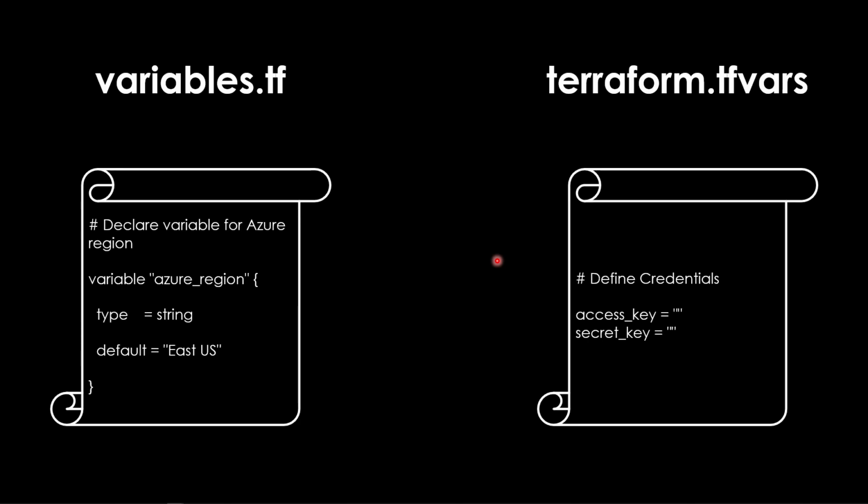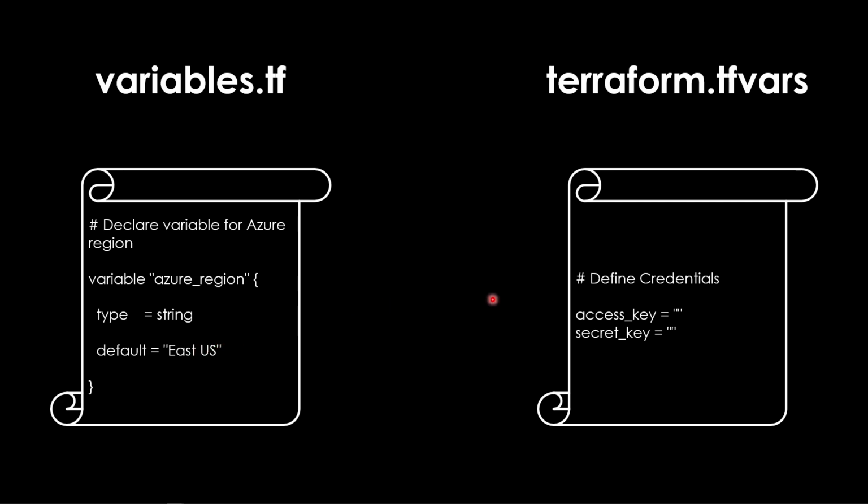Next is variables.tf. In this file, you declare variables used in your Terraform configuration. Variables allow you to parameterize your infrastructure code, making it more flexible and reusable. For example, over here, we can define a variable azure_region with the help of the keyword variable and then supply parameters for that variable. Over here, the type will be string, and the default is East US. This is just an example of parameters.